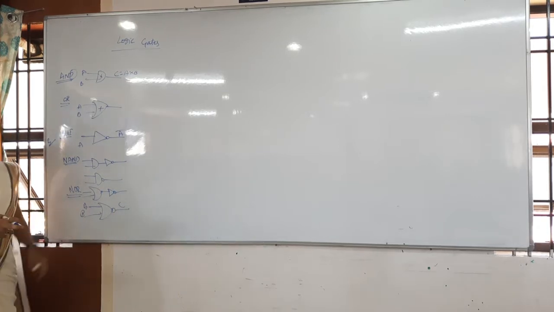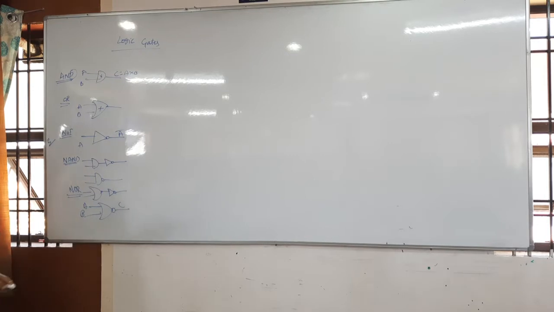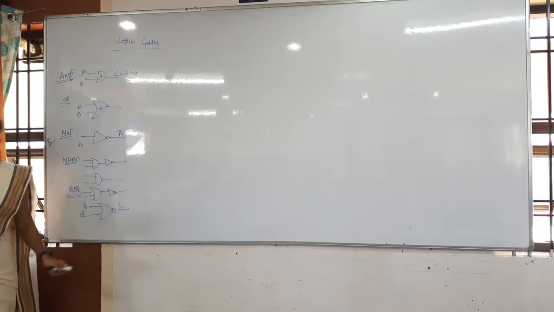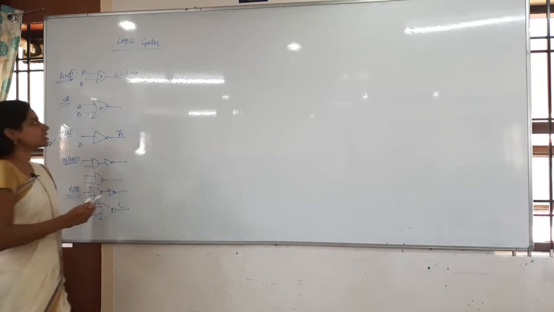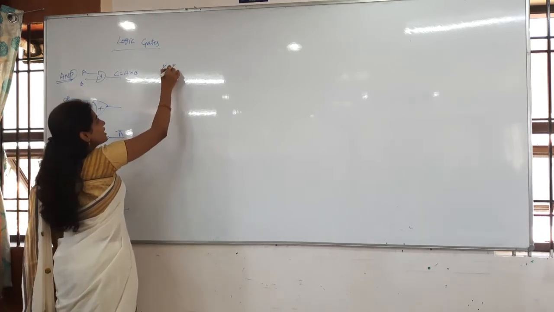So this is a NOR gate. NOR gate 0 0. Yes, 0 1 1 0 1 1. Yes, very good. XOR. Not first XOR, second XOR.